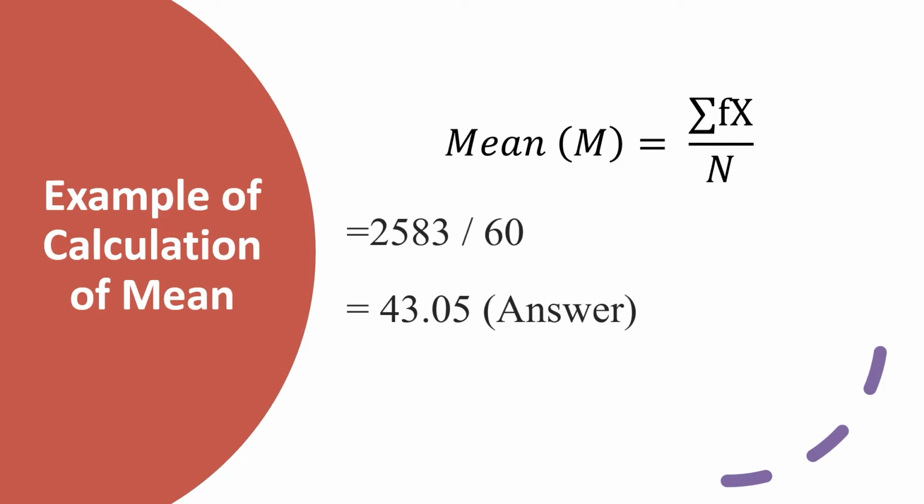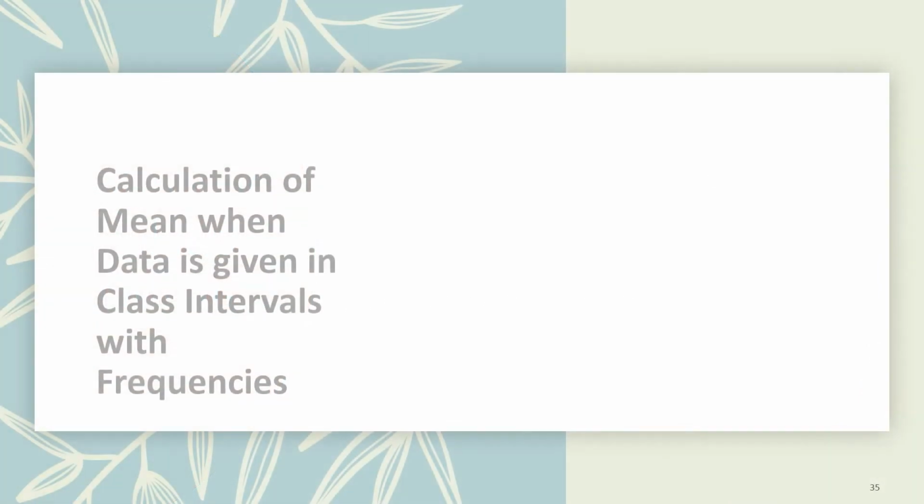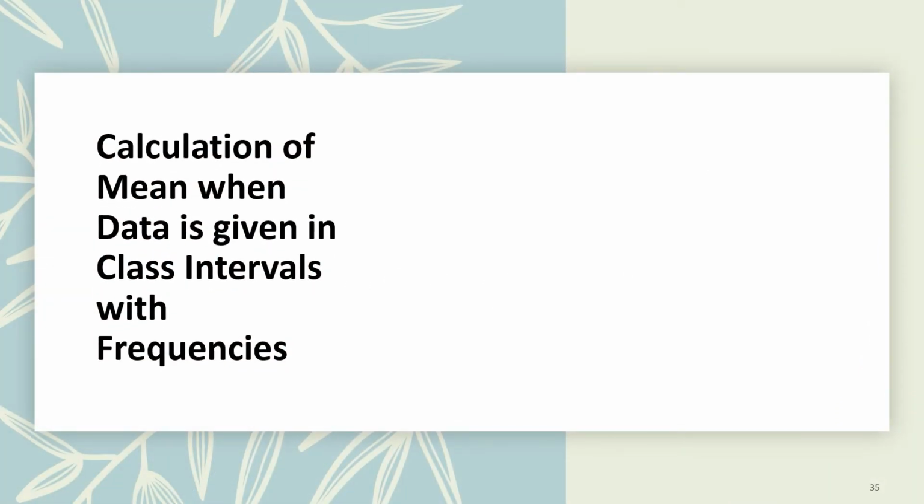Next, let us try to understand the calculation of mean when data is given in class intervals with frequencies. Here data is given not in raw scores, but in class intervals, equal class intervals, and frequencies are also given. This method is called the long method. So how to use the long method?